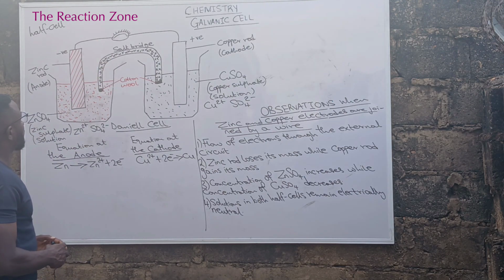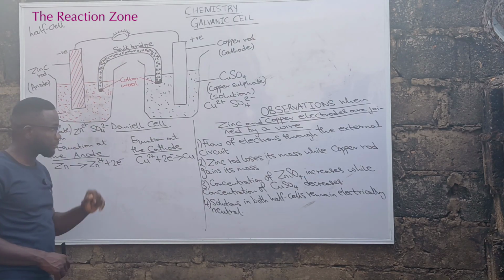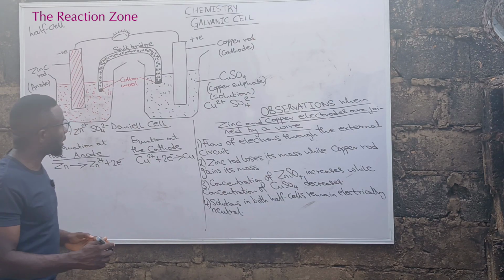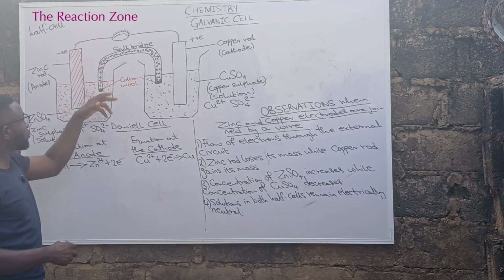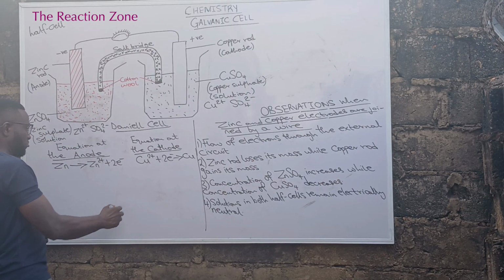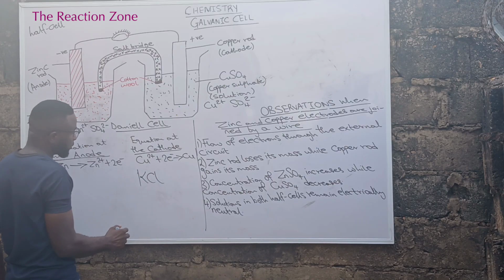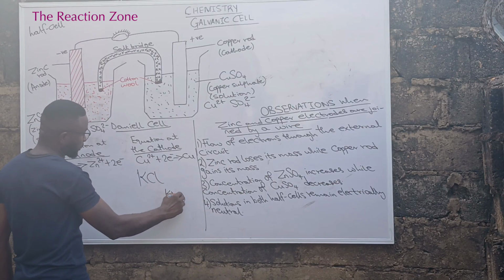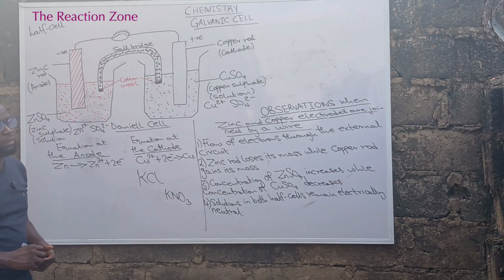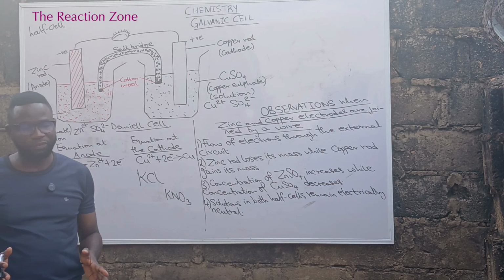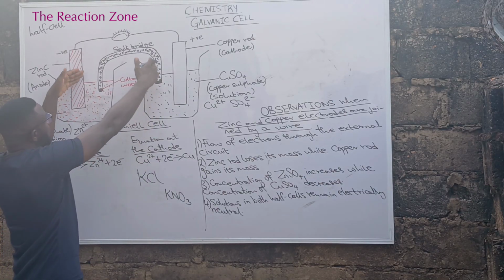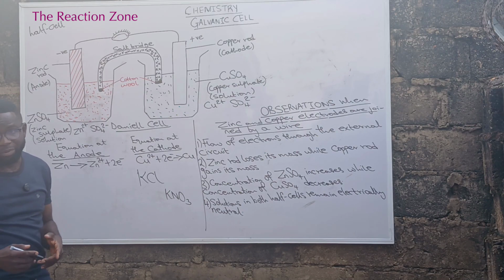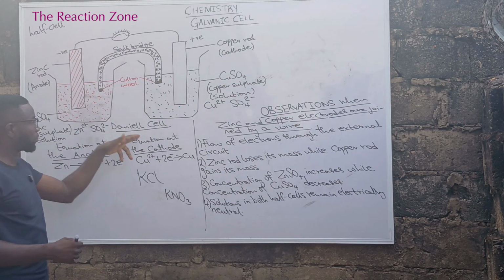Now, one more thing to look at in the Daniell cell is the Saltbridge. The Saltbridge is actually an inverted U-tube. It has the shape of U. It's an inverted U-tube that is filled with concentrated potassium chloride or concentrated potassium nitrate. And it has several functions. One of the functions of the Saltbridge is that it connects the two half cells together. And by so doing, it completes the circuit of the Daniell cell.